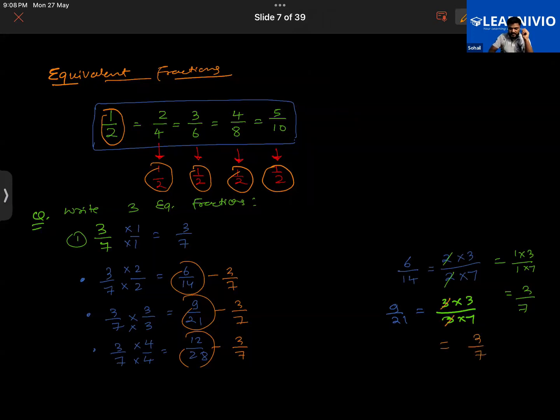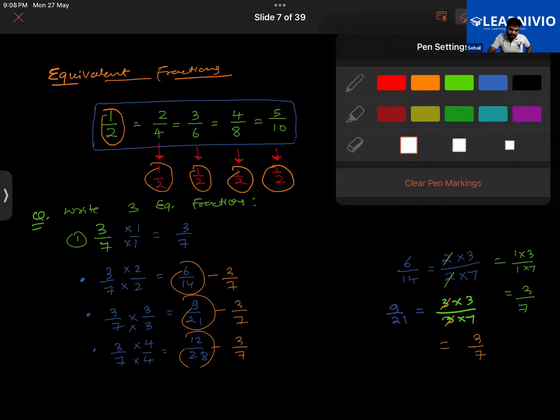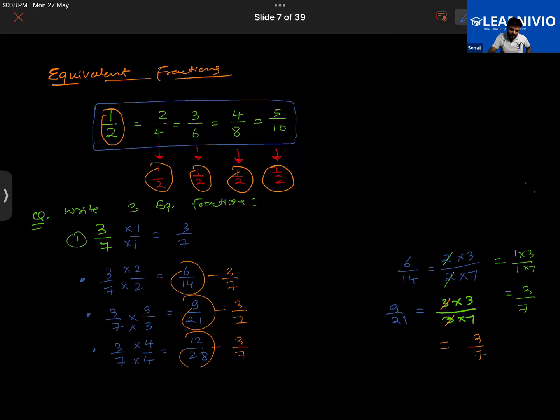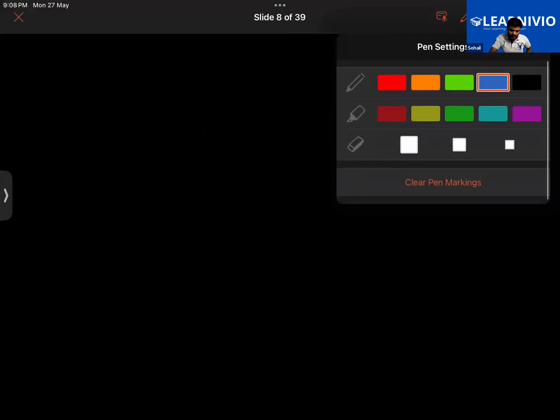Okay, now. So we are having the same numbers. The simplification is the same. So I hope you guys are getting it. Will you be able to do one question? Okay, so I'm giving you a question. Write 3 equivalent fractions for this number. The number is 3 upon 5.